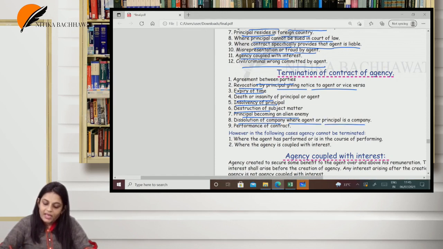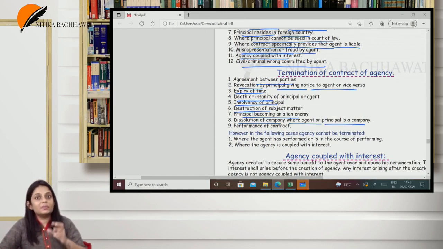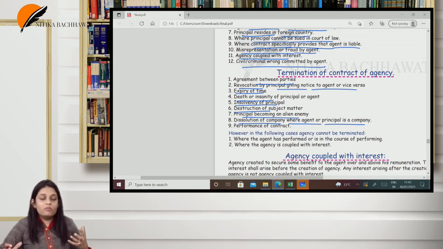Dissolution of company: if the agent or the principal is a company and the company is dissolved. If a human is there, I say death of the human. But if a company is an agent or a principal, then it is the death of the company, which is winding up. If the company itself is wound up, how can I be an agent or principal anymore? Or performance of the contract.